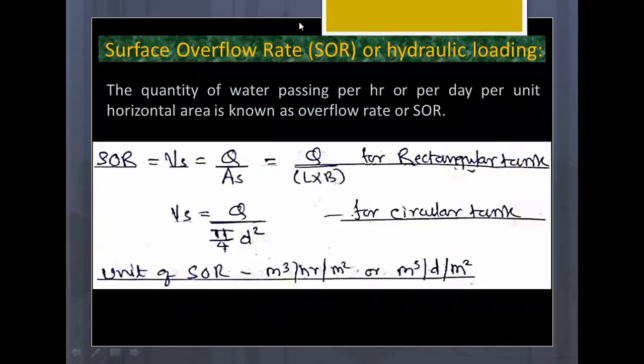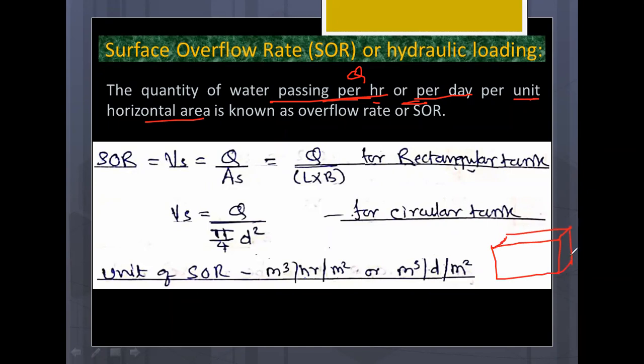Next point here in the design of sedimentation tank is surface overflow rate, SOR, or hydraulic loading. So what is this surface overflow rate? This point also we have seen in previous slides. Surface overflow rate is nothing but the quantity of water passing per hour. This is nothing but discharge, right? It is the quantity of water passing per hour or per day, per unit horizontal area. Per unit horizontal area means, what is the horizontal area of a rectangular tank?